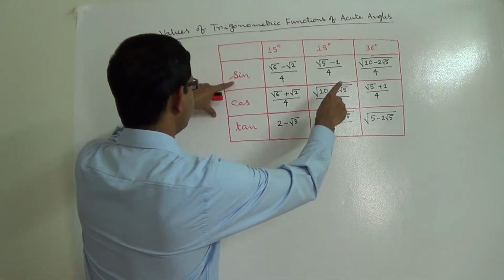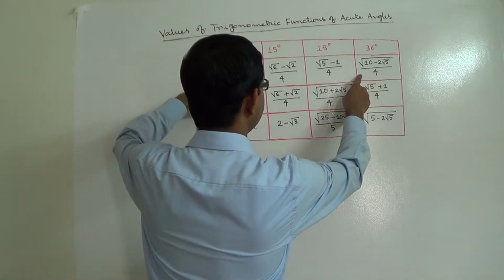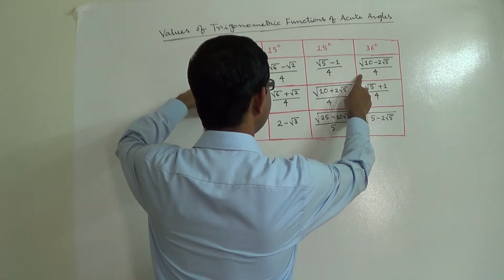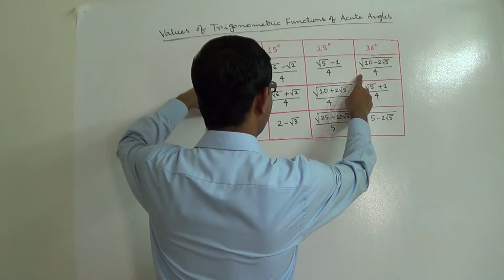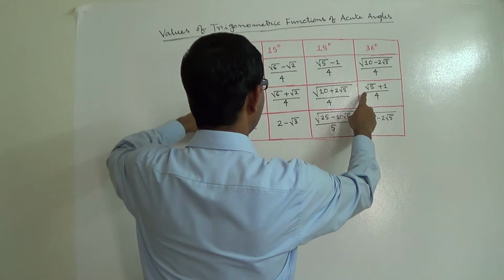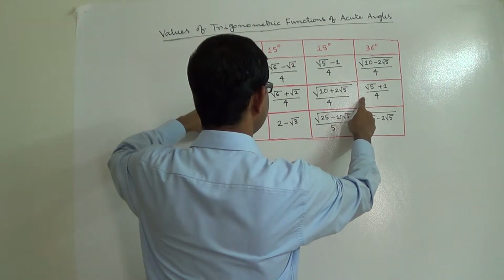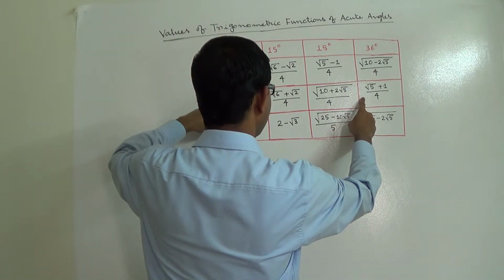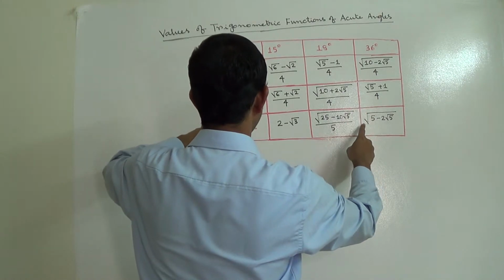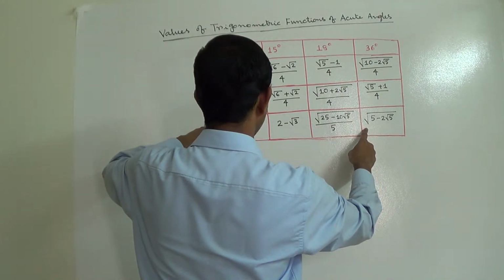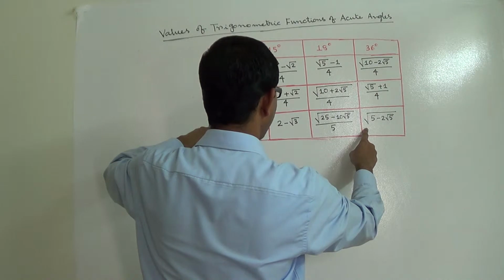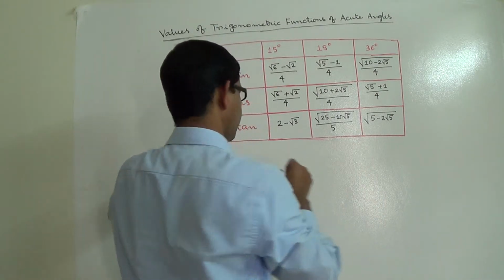The value of sine 36 degree is square root of 10 minus 2 root 5 by 4. The value of cos 36 degree is root 5 plus 1 by 4. The value of tan 36 degree is square root of 5 minus 2 root 5.